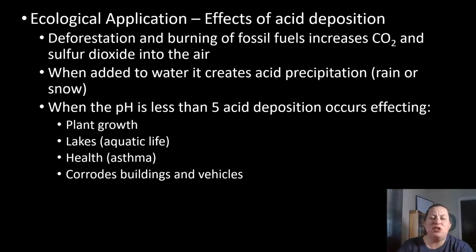Now, guys, this pH is not so acidic that when you go outside in acid rain, it would melt your skin or burn your skin. It's not like that. However, if it is acid rain less than 5 pH, it could affect plant growth. It could cause problems in lakes for the aquatic life like fish and algae and other plants. It could cause health issues for us, causing asthma to take place. And it could corrode, wear off buildings and vehicles, the paint on your car. So there are some things that could be an issue.